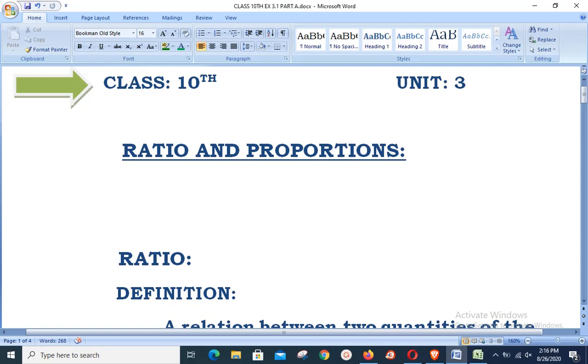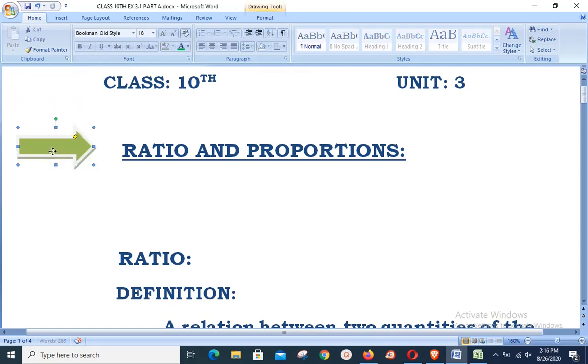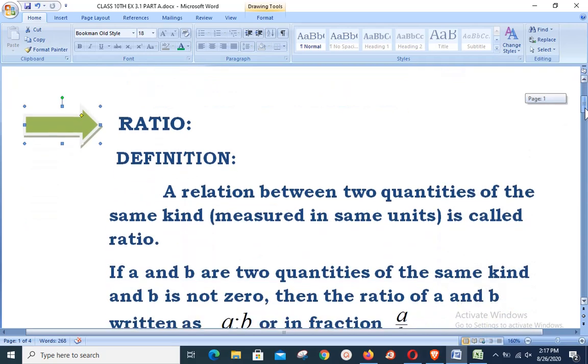Dear students, our today's lesson is related to class 10th, unit number 3. Our topic is ratio and proportions. First, we will make the definitions. What is the definition of ratio? Definition says a relation between two quantities of the same kind measured in the same units is called ratio.